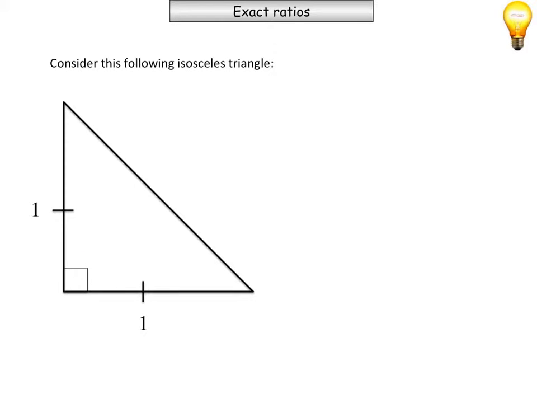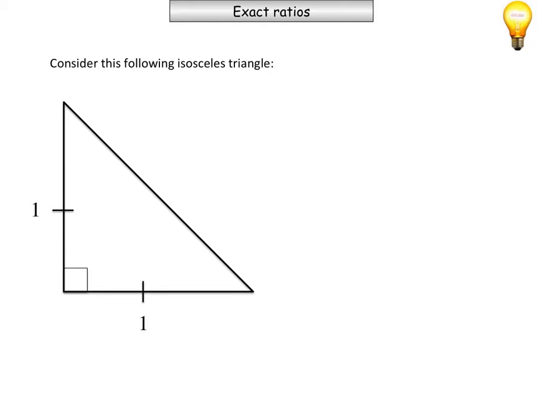Let's just consider this following isosceles triangle. I've made it have two side lengths equal to 1. I could have both of them 2 or 3, but just to make it a little bit easier, let's just call each side length 1.